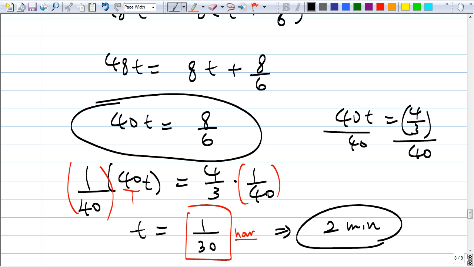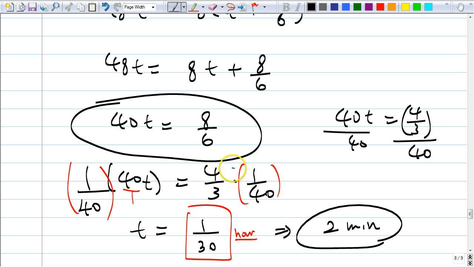How many people got 1/30 hour or 2 minutes? Very good. If you didn't, go ahead and fix it. Do you see your mistake if you didn't get that? I saw some people doing, instead of 4/3 divided by 40, they wrote 40 divided by 4/3. Do you get the same answer if you do it that way? No. Is division commutative? Of course not. So you have to divide both sides by 40, not 40 divided by 4/3. Then you get the wrong answer.